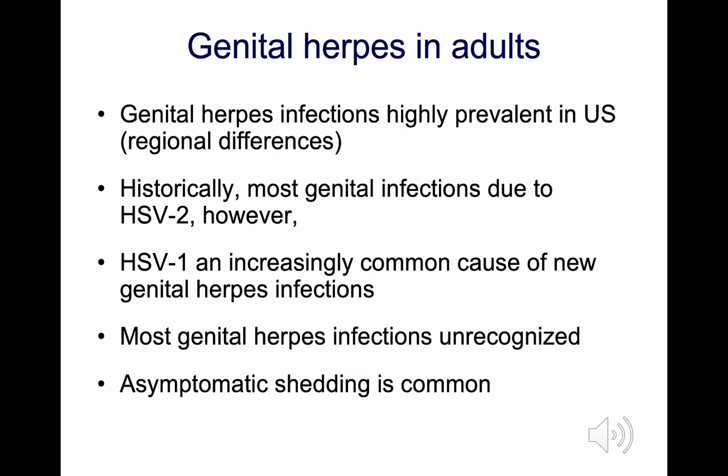Genital herpes infections are highly prevalent in the United States, and there are some regional differences in the prevalence. Historically, as I mentioned, most genital herpes infections are due to type 2, HSV2. However, HSV1 is an increasingly common cause of new genital herpes infections. Most genital herpes infections are unrecognized, as I mentioned, and asymptomatic shedding is common, again, contributing to ongoing transmission in the population.